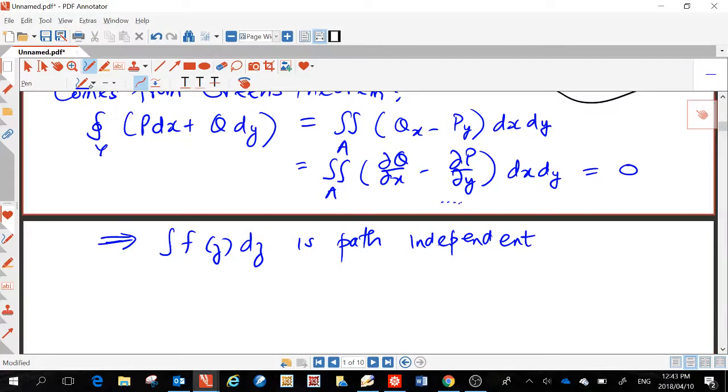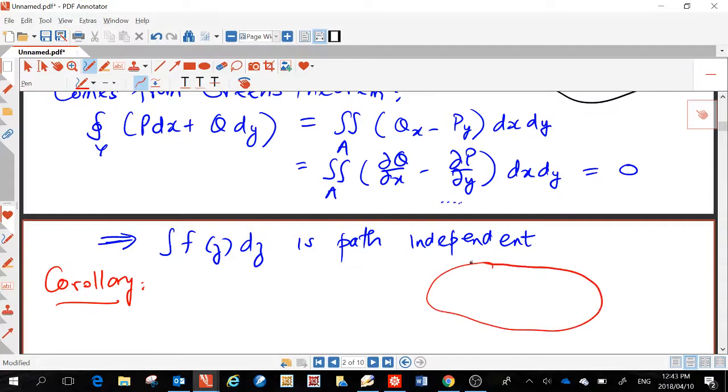As a corollary, if you have a simply connected region like this, and you have two points A and B, and two different paths going from A to B, then in the region D, you would have the circle integral of f of z dz equal to 0. Proof.